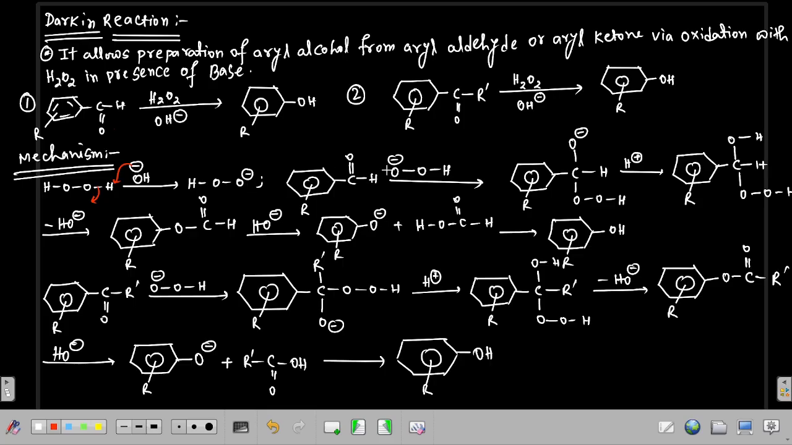This anion will attack the carbonyl group of the aldehyde, and this bond will shift here. It leads to the formation of this alkoxide ion. This alkoxide ion will abstract the proton from the system, so it will form this intermediate.